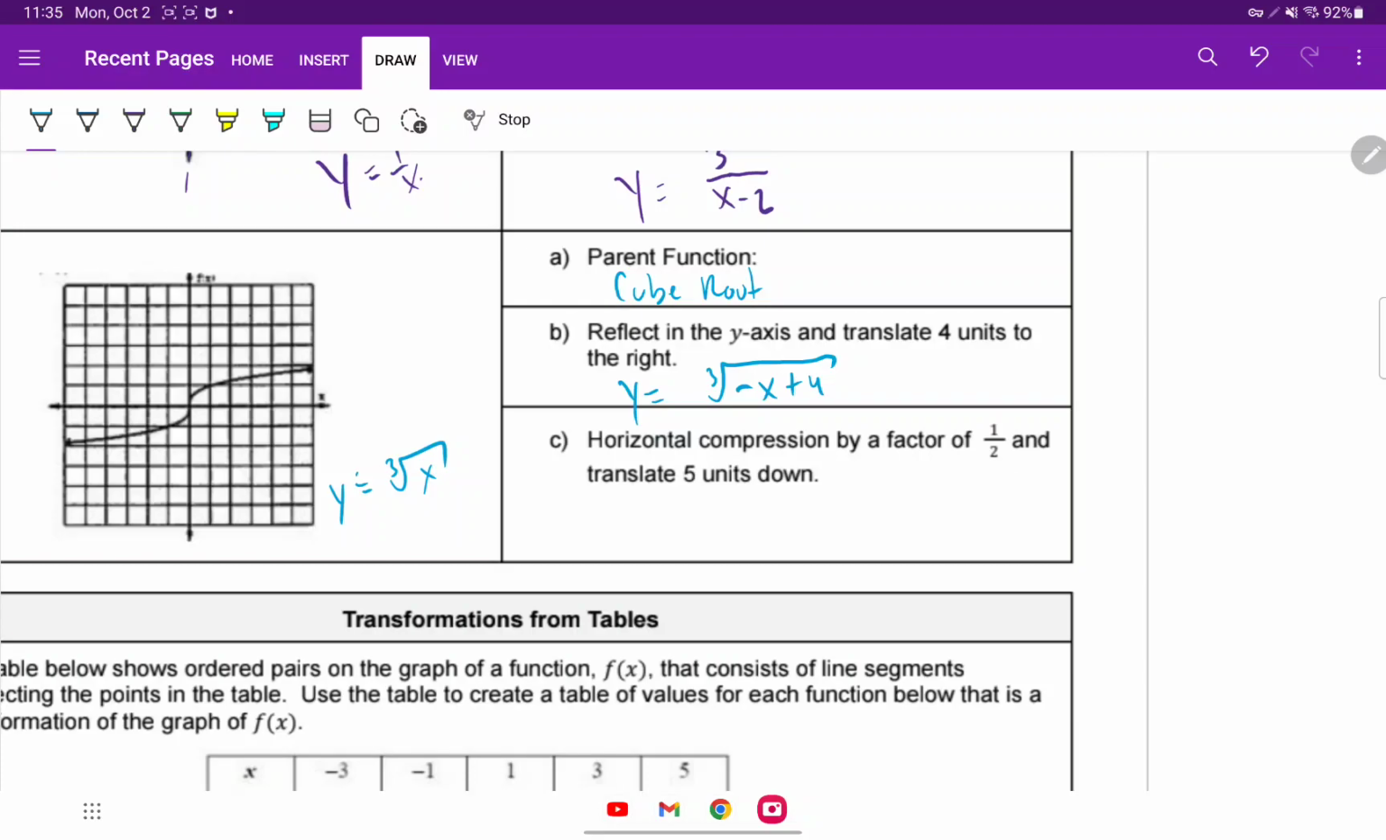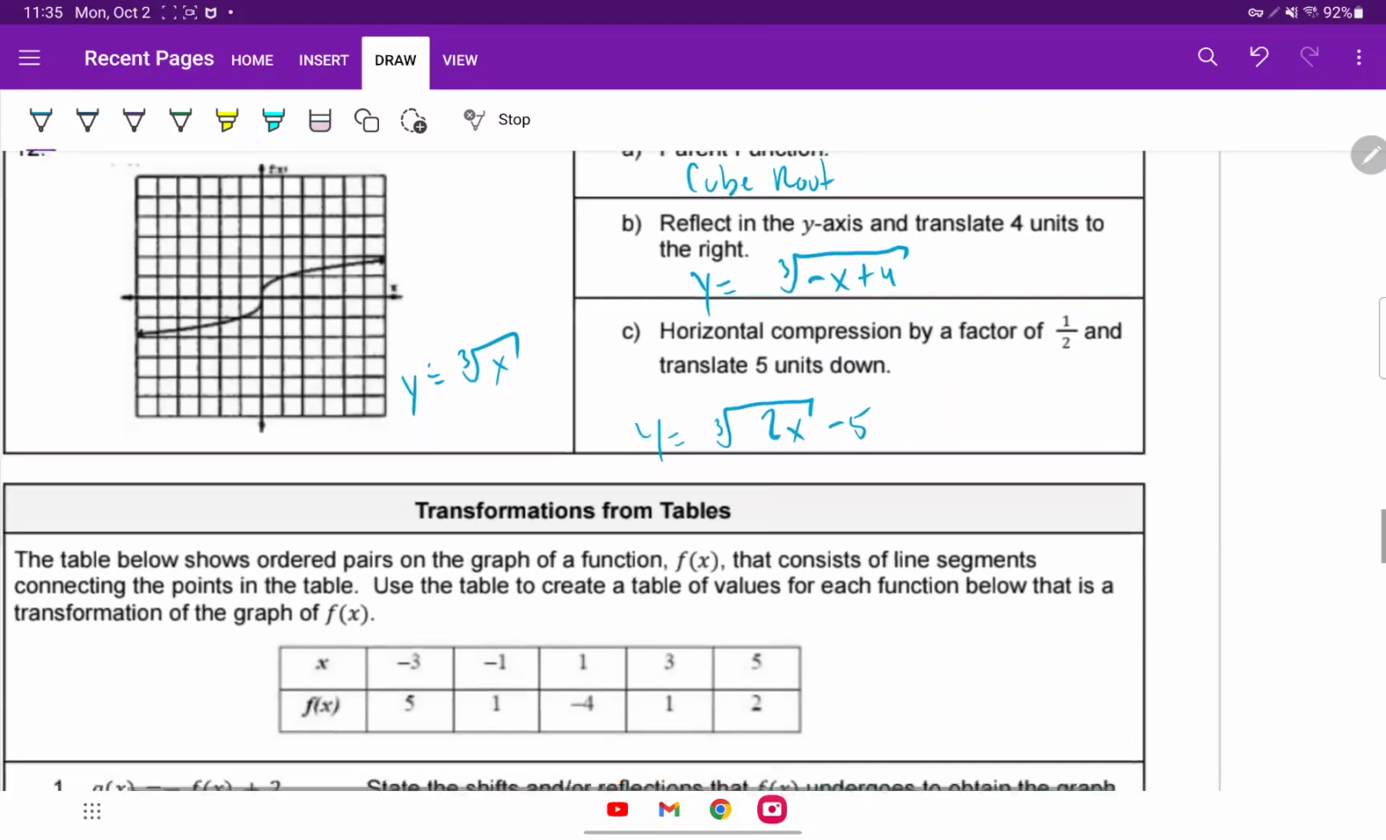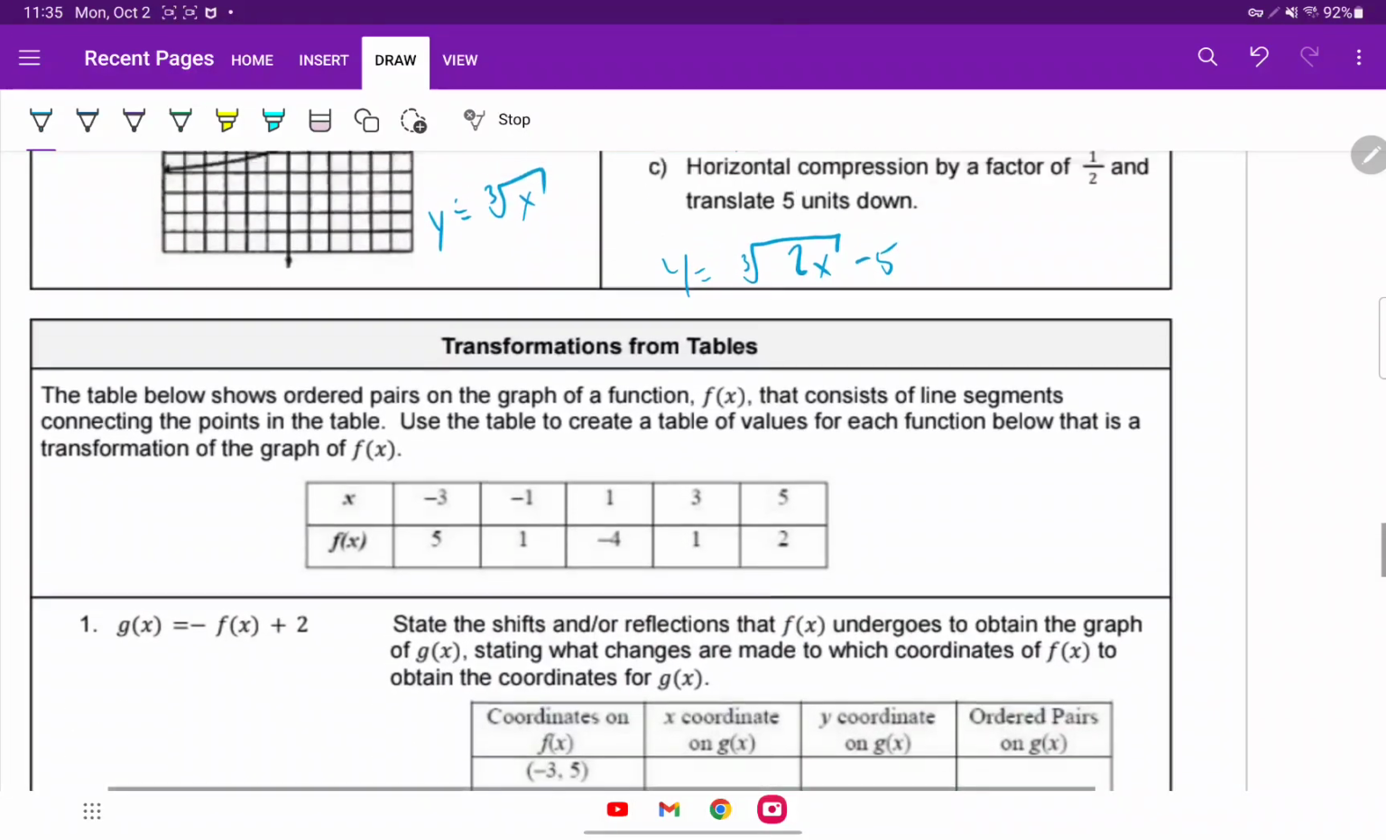And then for the last one, it says a horizontal compression by a factor of 1/2, which is really 2x, and then translated 5 units down, which is minus 5. So y equals the cube root of 2x minus 5. All right, transformations from a table.